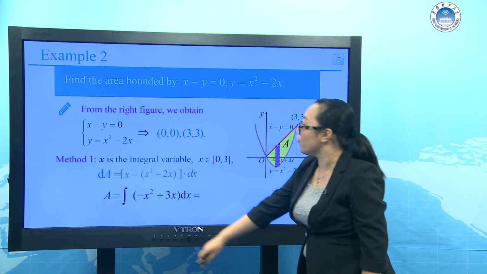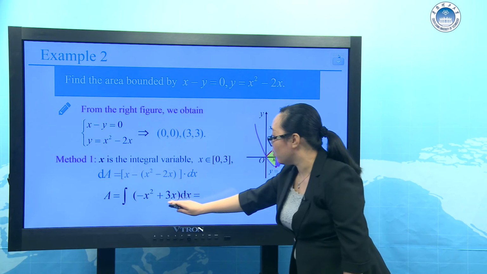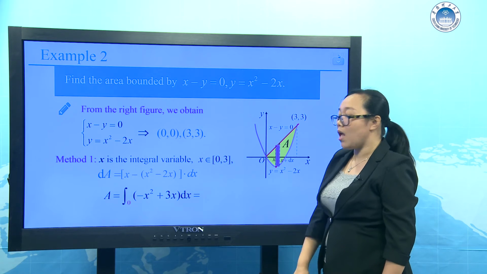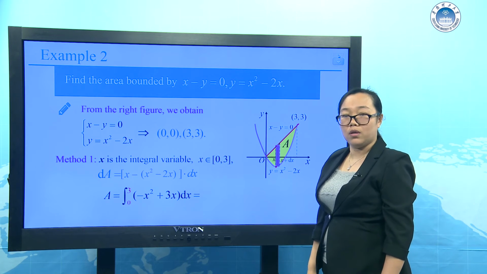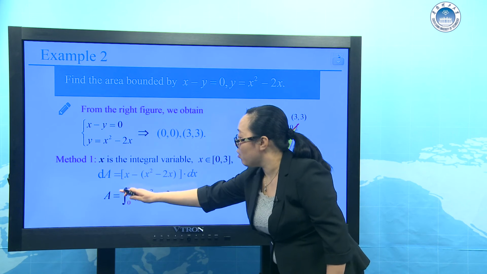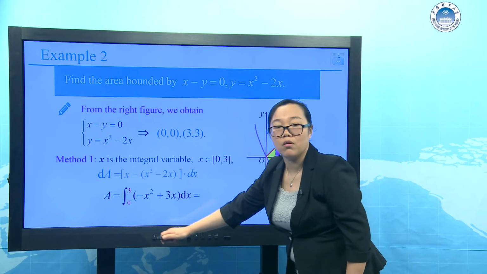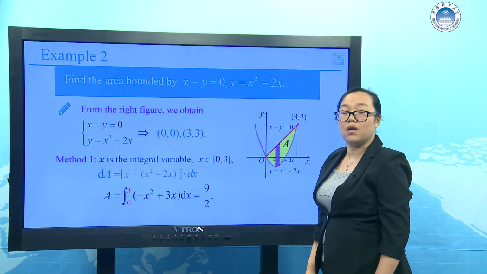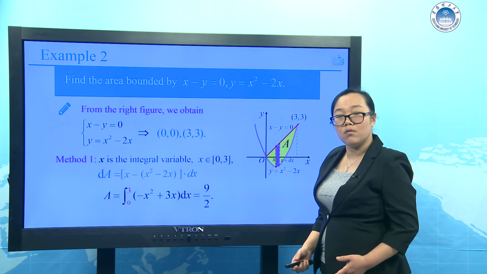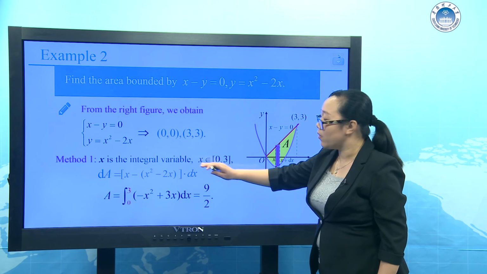So we can get the final area equals the definite integral of x between 0 and 3. So it becomes 0 to 3. Now it is very easy. For only one variable, it means a definite integral of polynomials. Final result equals 9/2. This question we have studied, okay? For x as our integral variable.